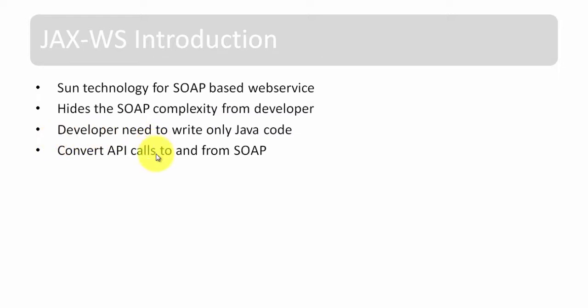JAX-WS will convert Java to SOAP and SOAP to Java. So any Java logic that we have, based on that, SOAP messages will be dynamically generated. Similarly, based on SOAP messages, Java calls will be made.